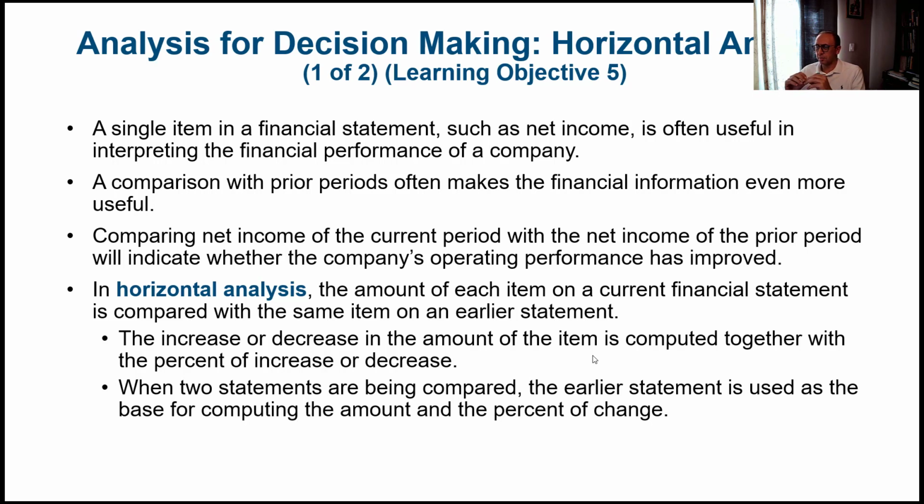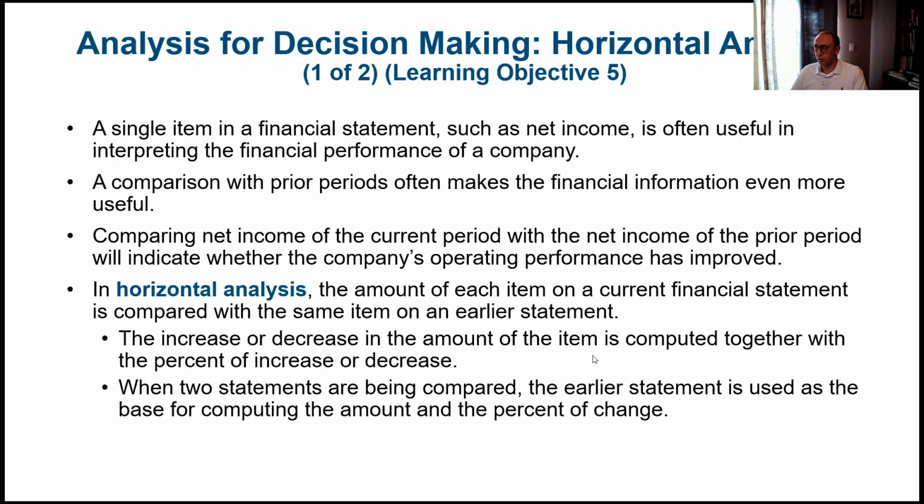So just looking at a number, it gives us an idea. Let's say we are looking at the net income. Okay, that's a good number, but I want to see, is it getting better or worse? So in horizontal analysis, we are going to see our number compared to prior periods, and that way we can see whether there's progress or not. So comparing net income of the current period with the net income of the prior period or past periods will indicate whether the company's operating performance has improved or deteriorated.